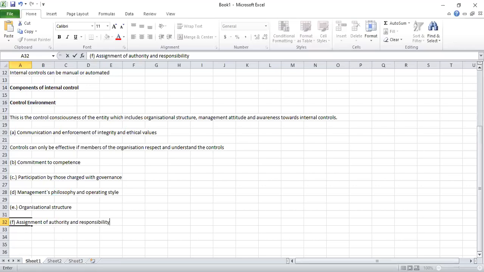So we're saying we should make sure that individuals are given the authority and responsibility that ensures that they are able to implement the controls that have been put in place and to effect them. All right.